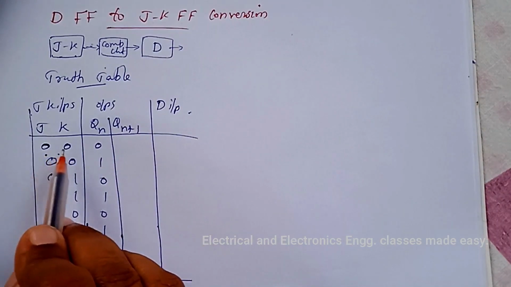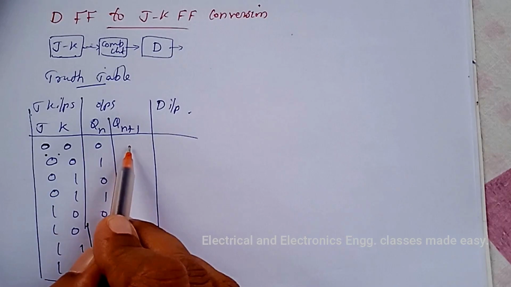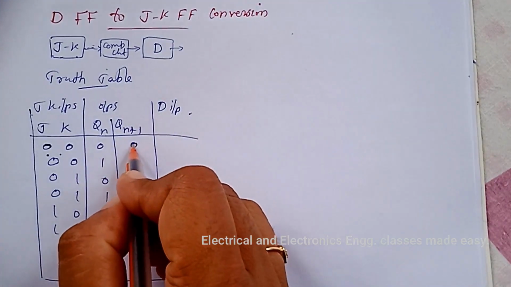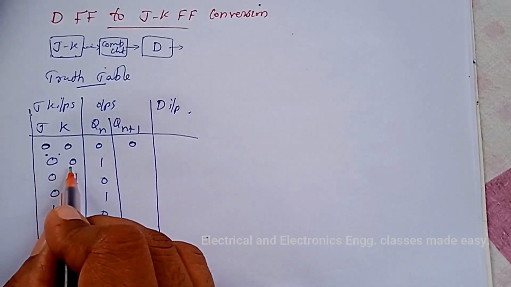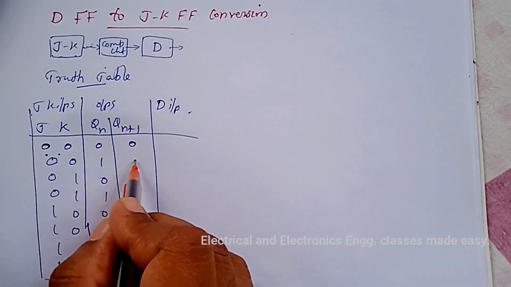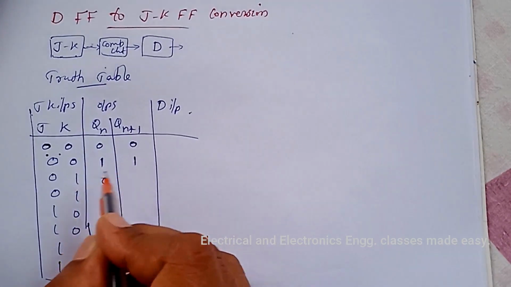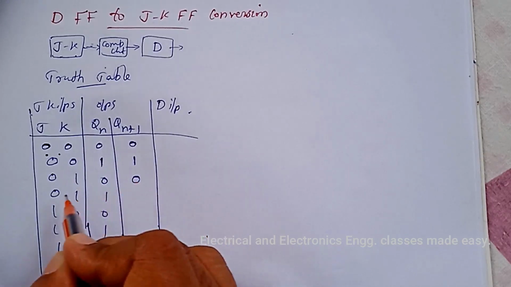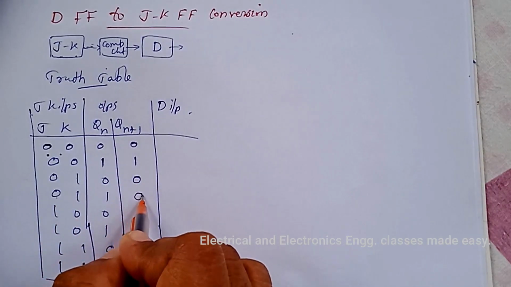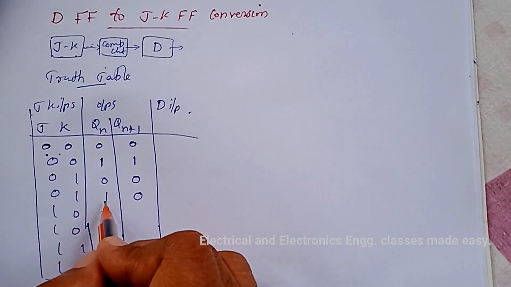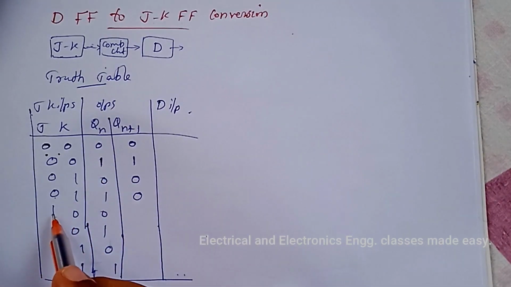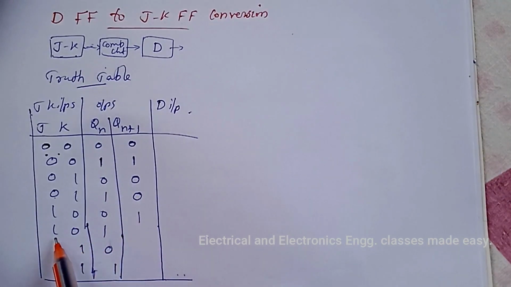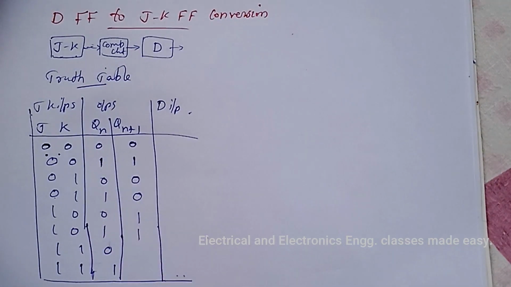For JK input 0, 0, the output will be no change. That is, this 0 will be here. Here also 0, 0, the output will be no change. That is 1. And for JK inputs 0 and 1, the output will be 0. Here also 0, 1, the output will be 0. It will not depend upon the present state. Here 1, 0 to JK input means the output will be 1. Here also 1, 0, the output will be 1.